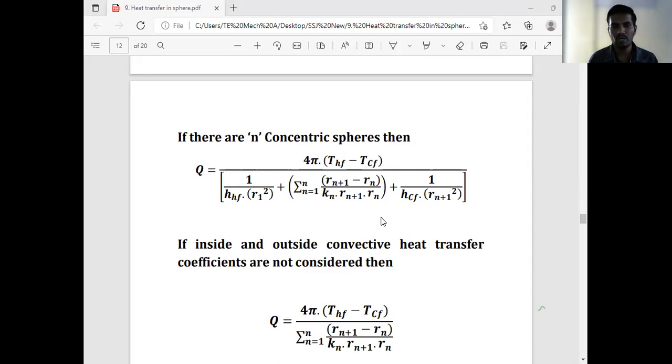So we have to write down the remaining equation as Q is equal to 4 pi into bracket THF minus TCF divided by Rn plus 1 minus Rn divided by Kn into Rn plus 1 into Rn, summation of n changing from 1 to n. When convection is not there, the convection factor gets cancelled, and whatever the remaining equation is, we write down. Okay, so this is about the composite sphere.